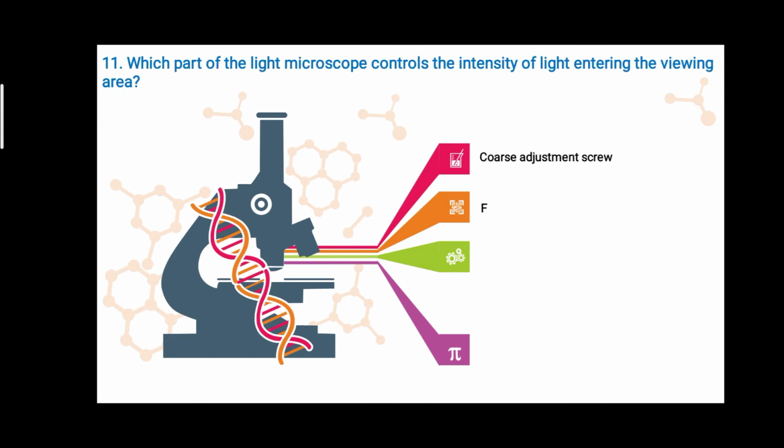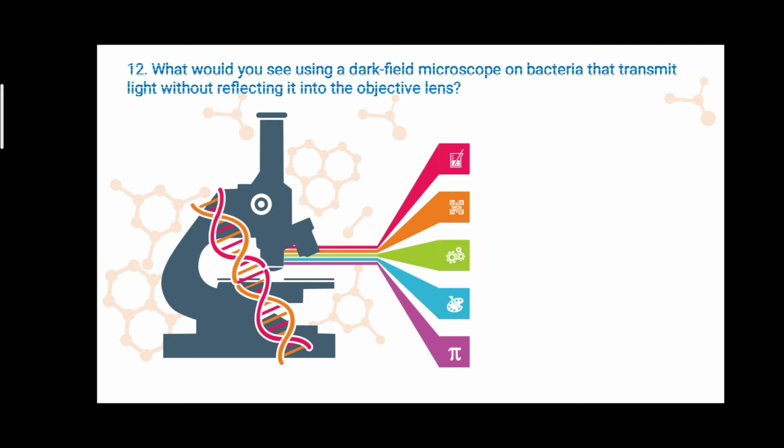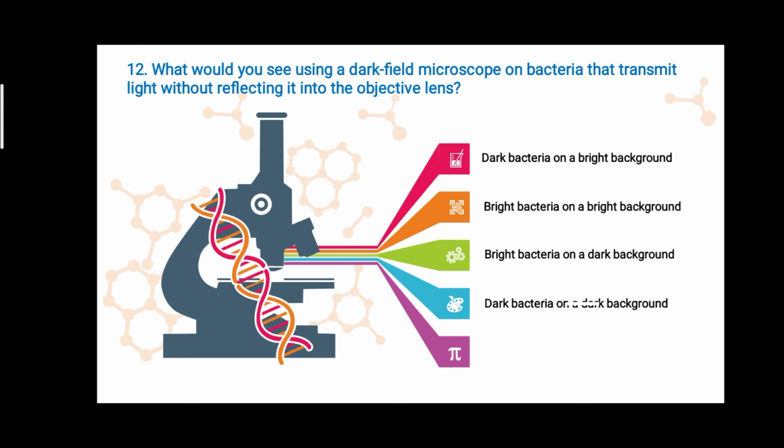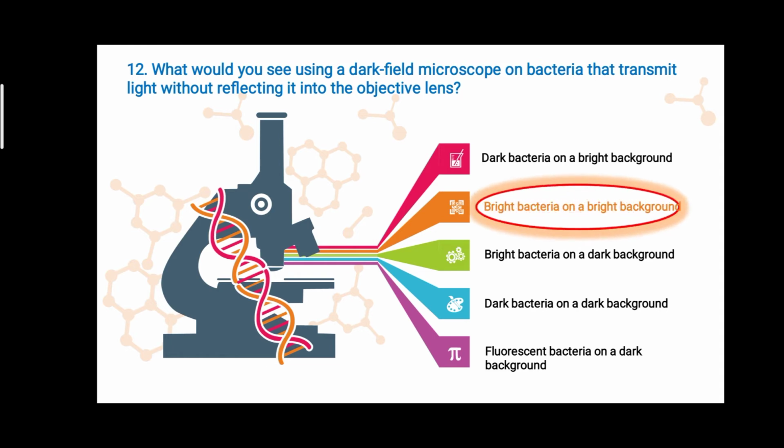Which part of the light microscope controls the intensity of light entering the viewing area? Diaphragm. What would you see using a dark field microscope on bacteria that transmit light without reflecting it into the objective lens? Bright bacteria on a bright background.